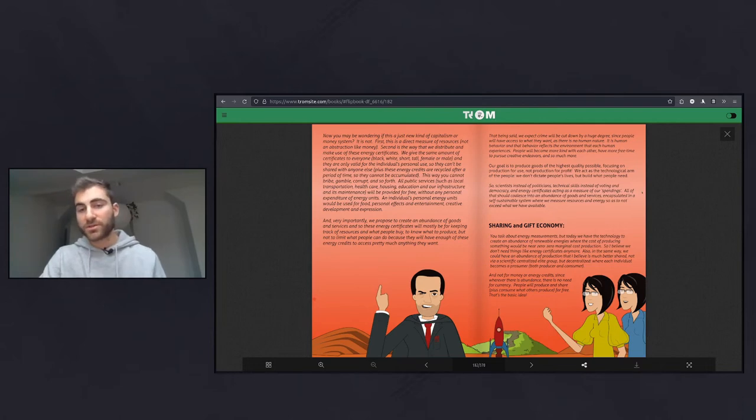Our goal is to produce goods of the highest quality possible, focusing on production for use, not production for profit. We act as the technological arm of the people. We don't dictate people's lives, but build what people need. So, scientists instead of politicians, technical skills instead of voting and democracy, and energy certificates acting as a measure of our spendings. All of that should coalesce into an abundance of goods and services, encapsulated in a self-sustainable system where we measure resources and energy so as to not exceed what we have available.